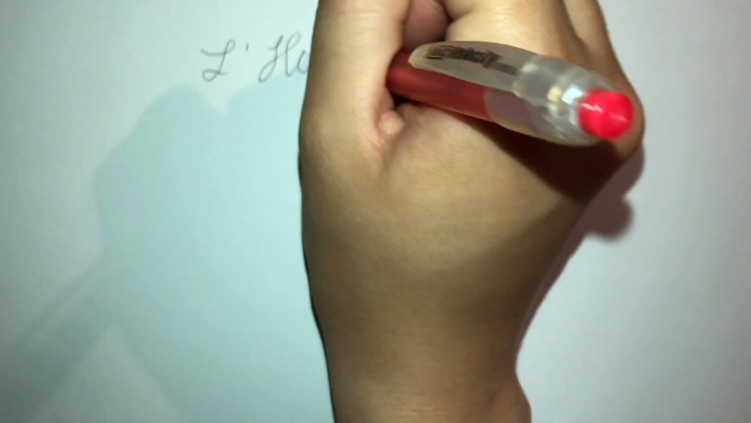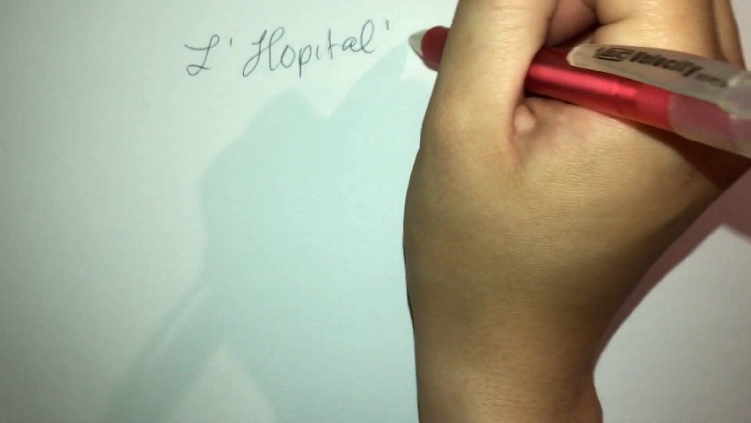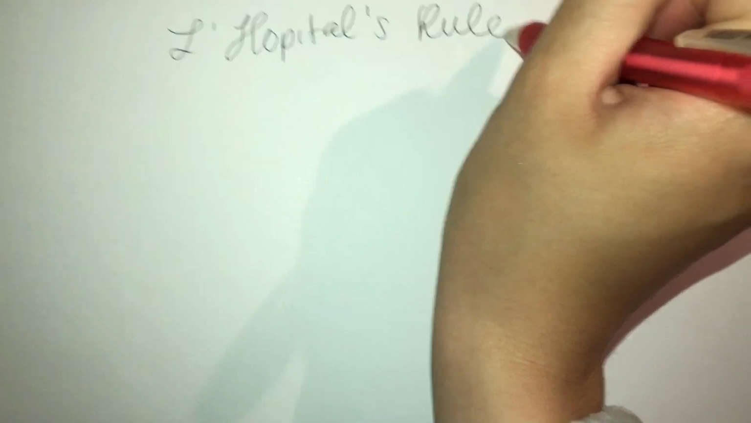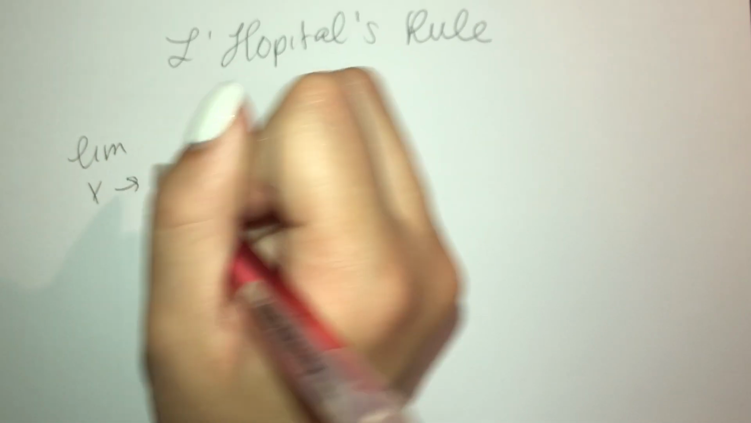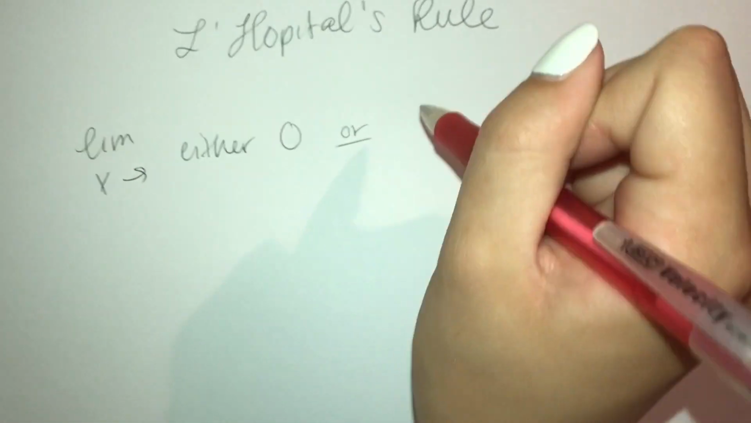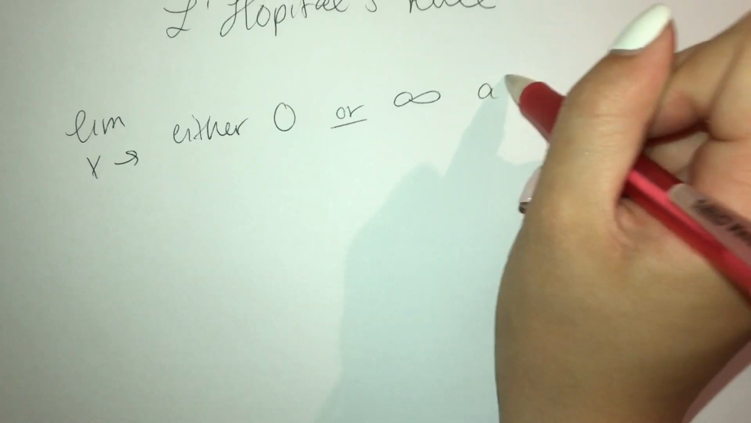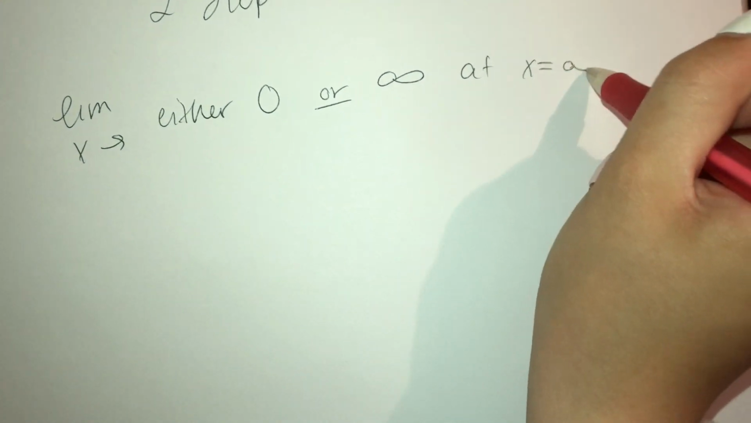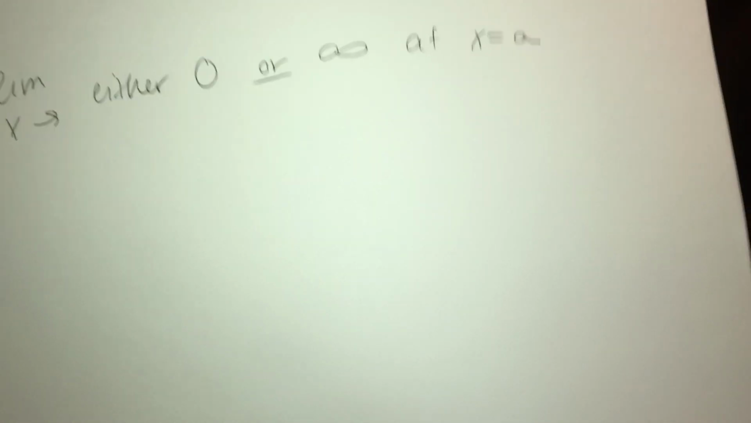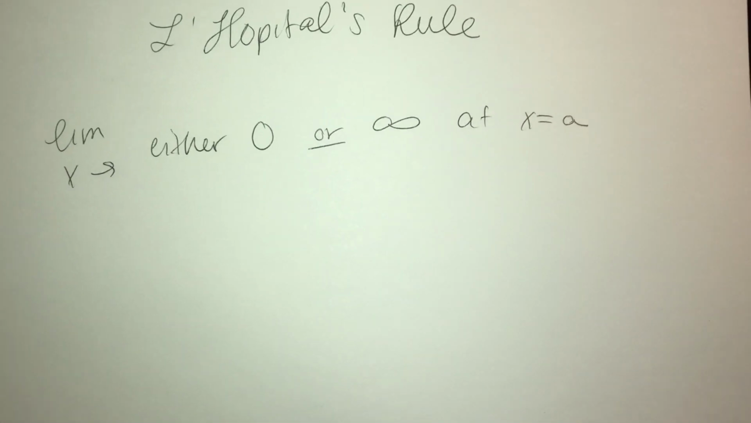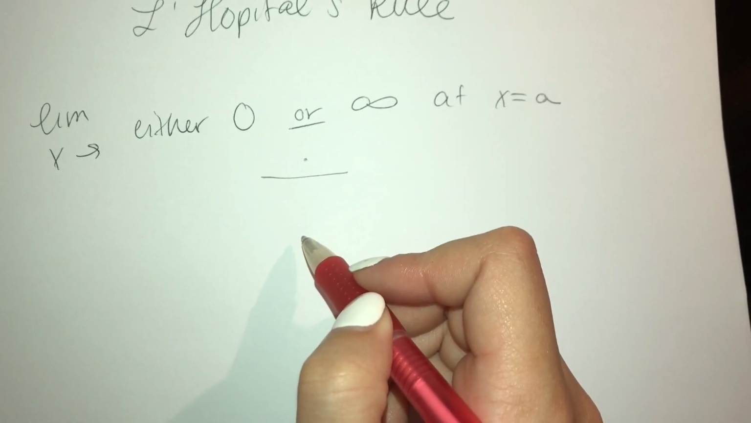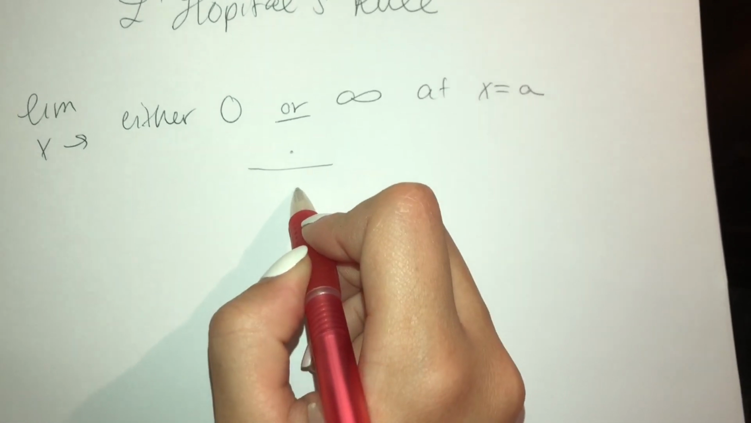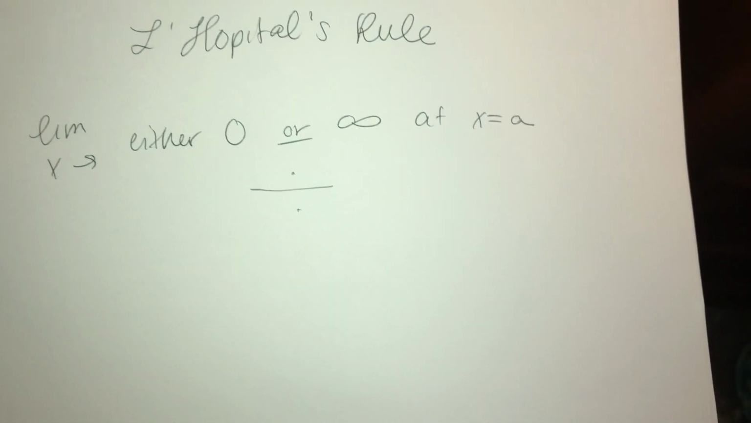L'Hopital's rule. It's pronounced L'Hopital. It applies when the limit as x approaches a, either 0 or infinity, in a problem where there is a fraction. In order to use this, find the derivative of the numerator and denominator separately. Do not use the quotient rule.